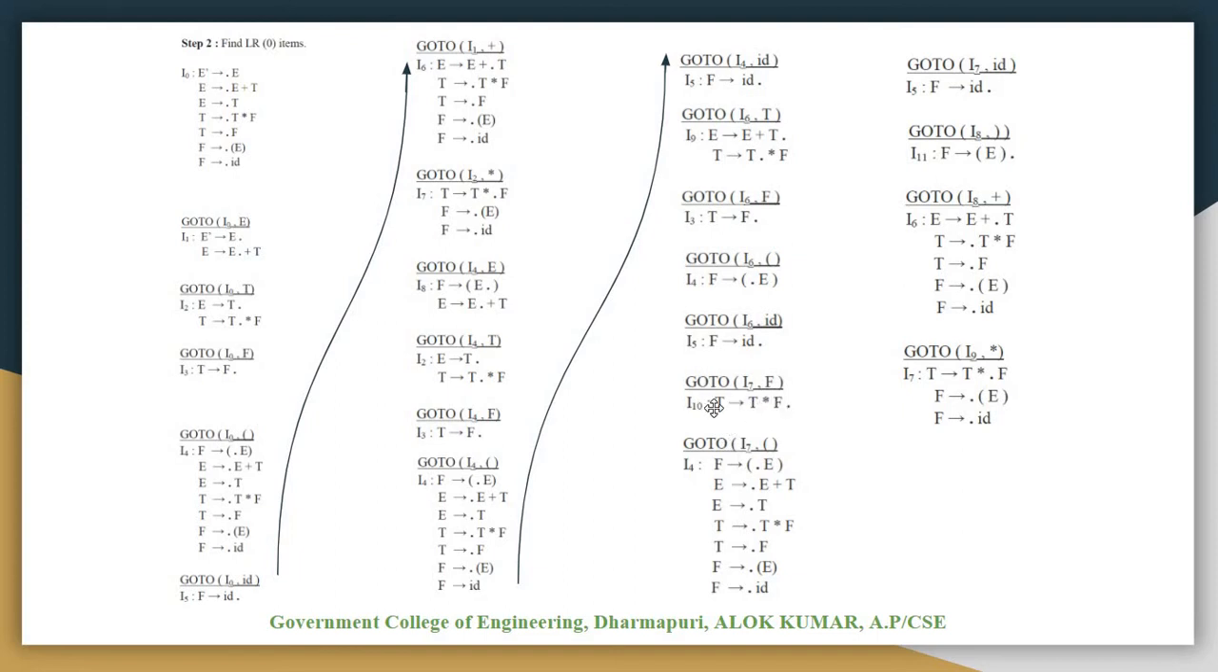Now goto I7 comma F will be I10, that is T generating T asterisk F dot, because here we have to keep the dot at last, so this one is the I10 item. After that, goto I7 comma opening parenthesis, so here again we are going to find the closure, and this one is already I4. After that, I7 comma ID, so F generating ID dot, which is already I5. After that, goto I8 comma closing parenthesis is I11.